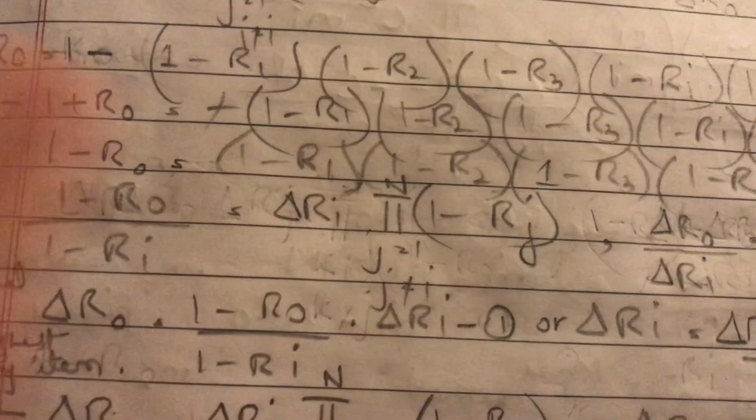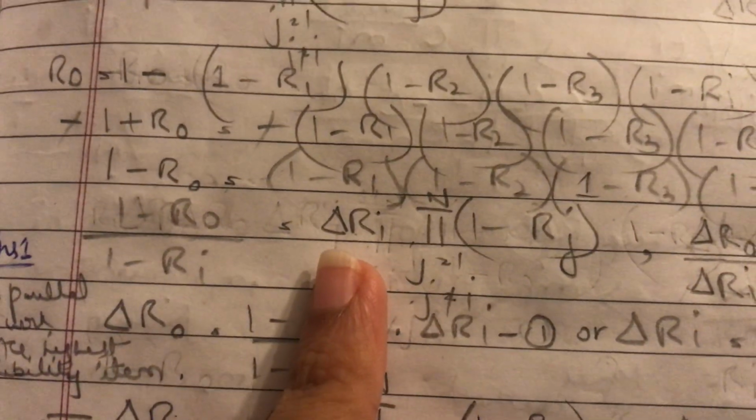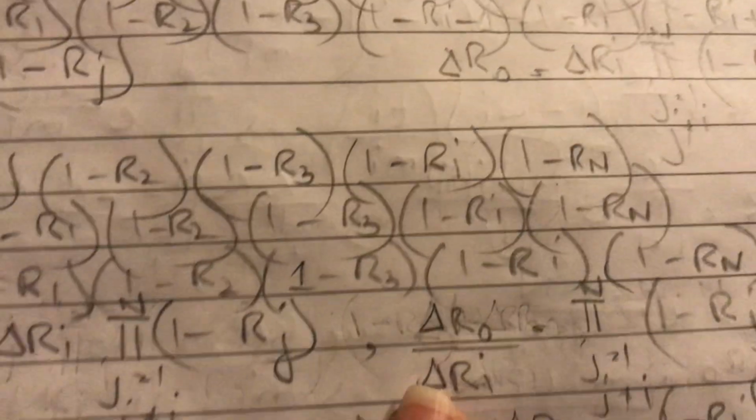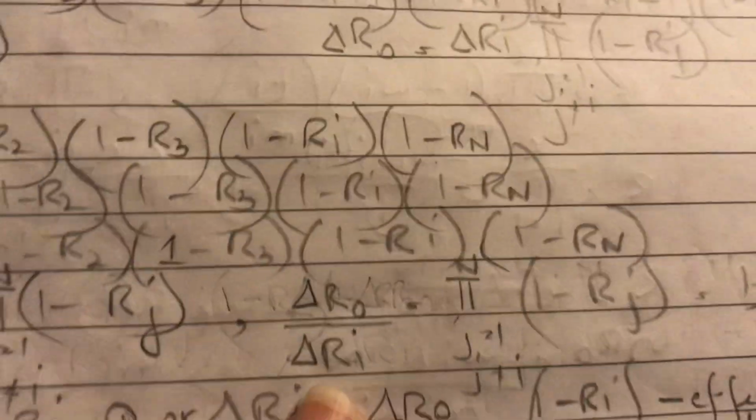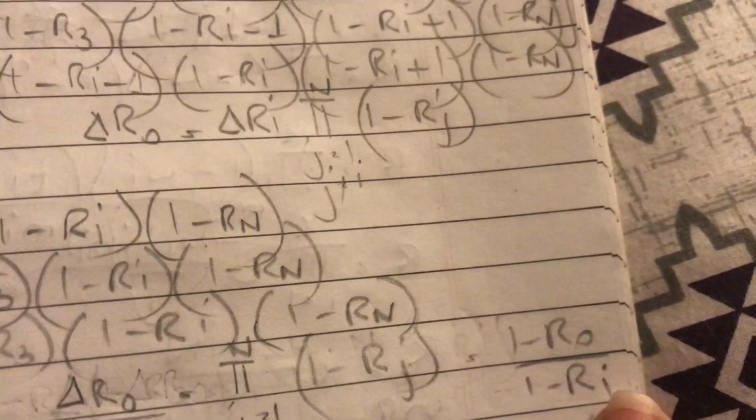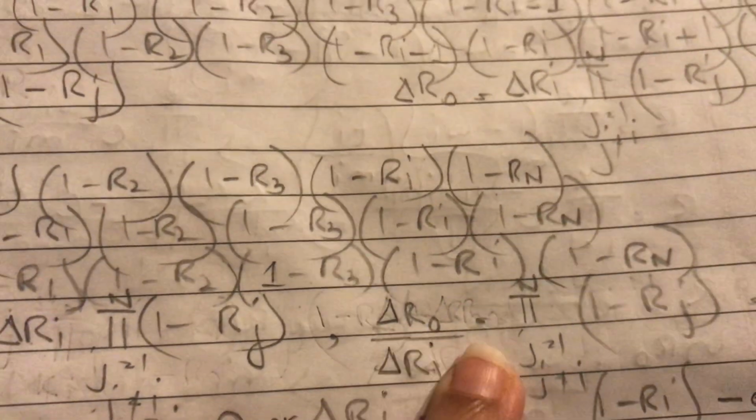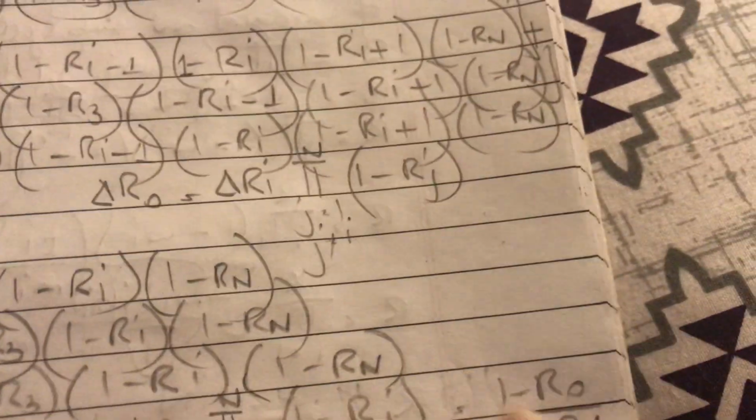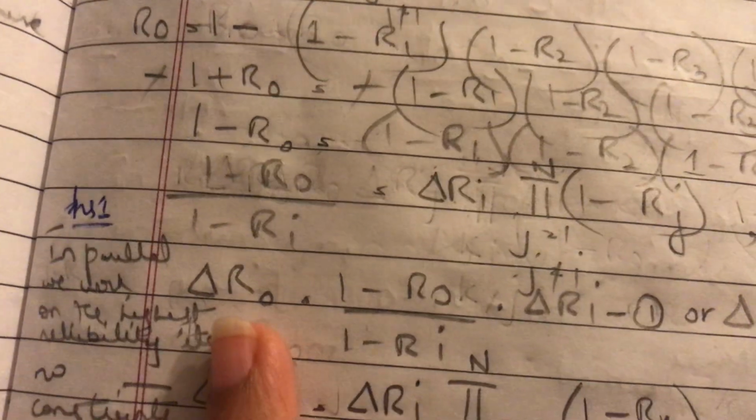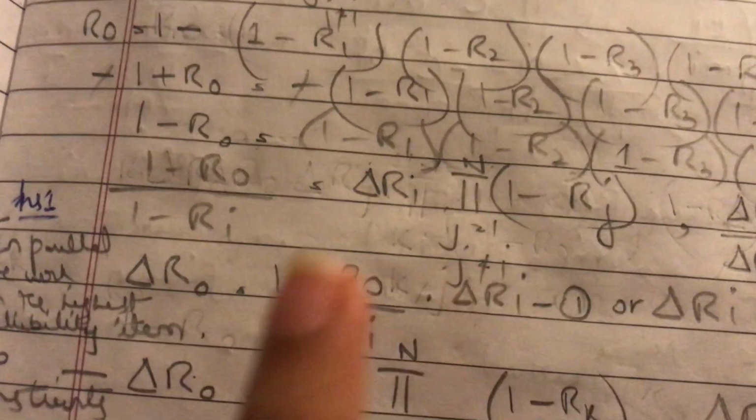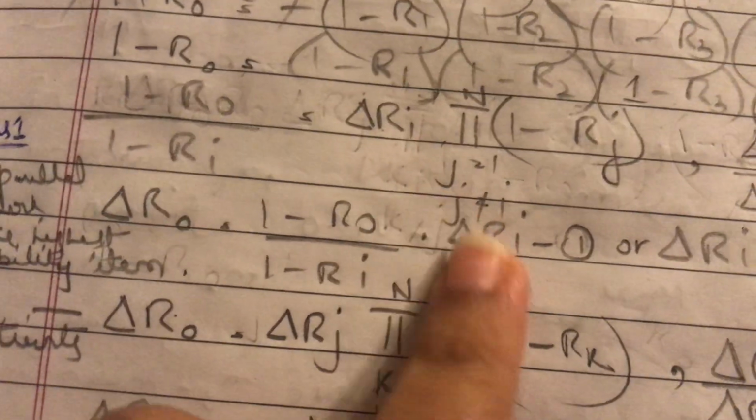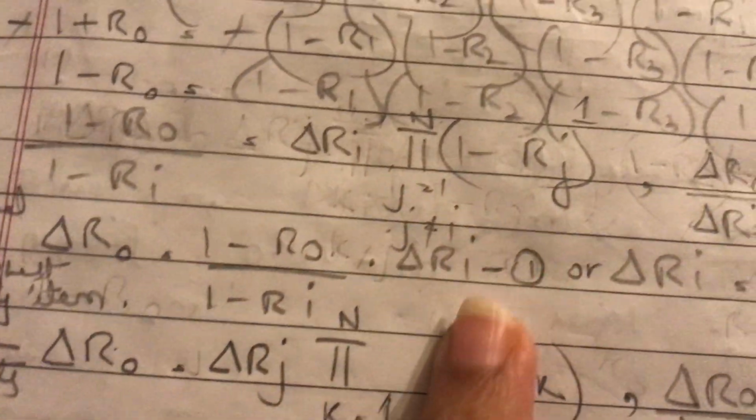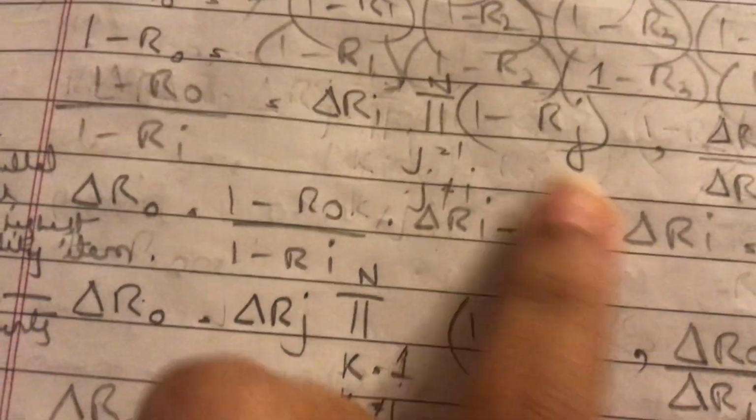So it's simple, we did it before in the series also, that delta R0 over delta Ri, this thing comes here, and it remains here only this, which is equal to 1 minus R0 over 1 minus Ri. And what we get now for delta R0, this delta Ri goes here, and delta R0 is 1 minus R0 over 1 minus Ri times delta Ri. So this is the value for delta R0. This is our first equation.